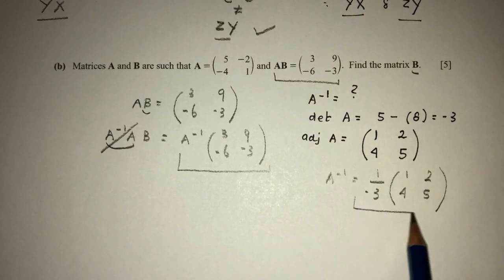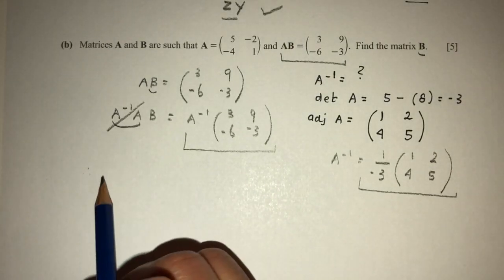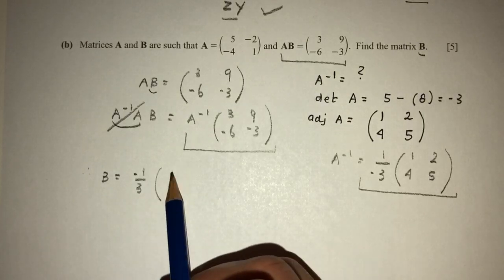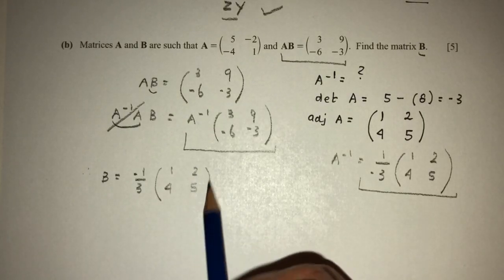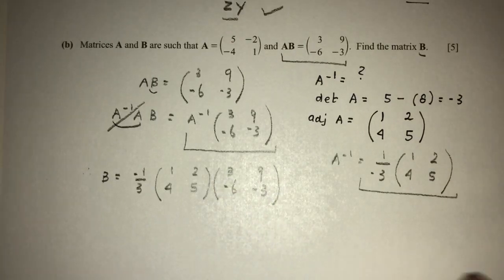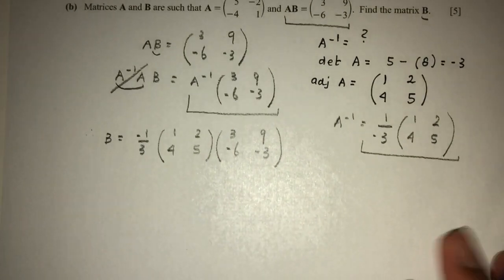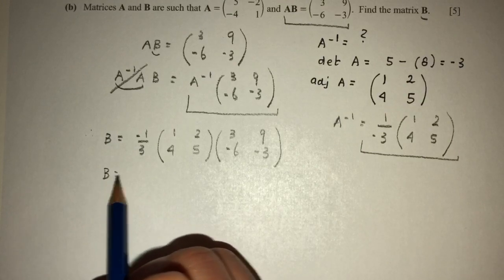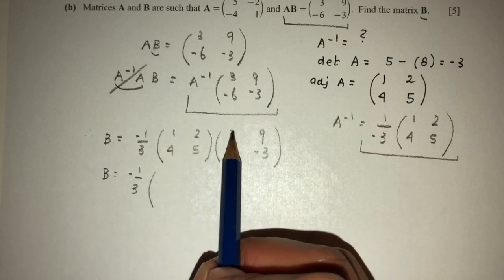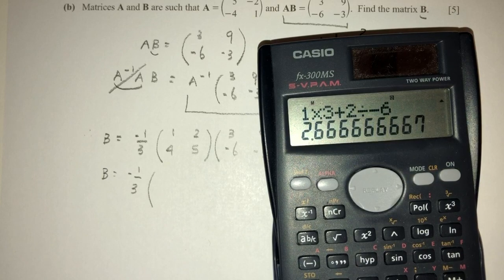Now replace this matrix back in your main equation. So we know B has to be minus 1 over 3, 1, 4, 2, 5, multiplied by 3, minus 6, 9, minus 3. So we have to multiply rows by column. Let's first leave the minus 1 over 3 outside. Rows by column, so 1 times this plus this times this. So 1 times 3 plus 2 times minus 6.